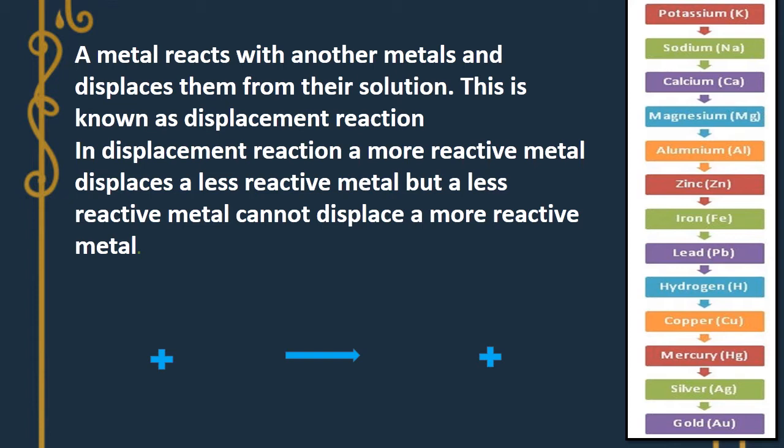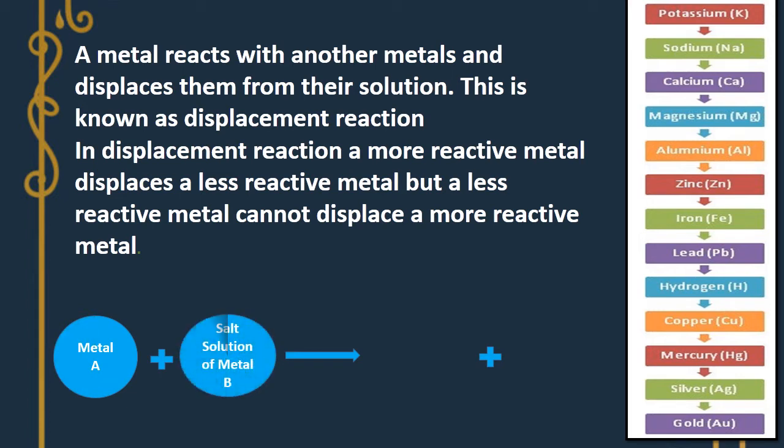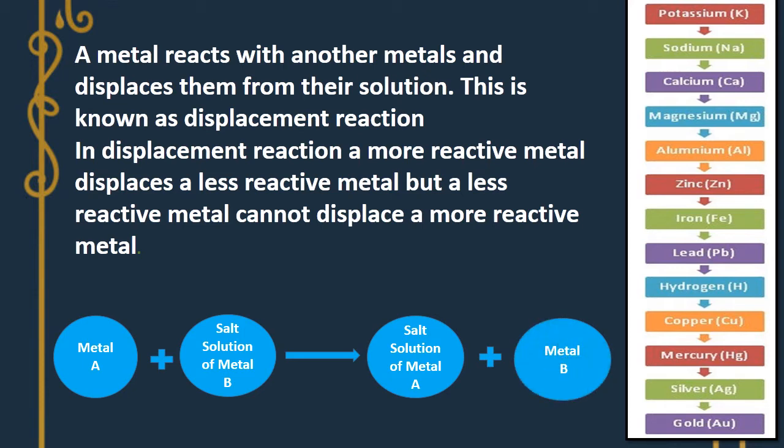Let us understand this. Let us take a metal A and a salt solution of metal B. When these two come in contact, if metal A is more reactive than B, then metal A is able to displace metal B from its salt, and as a result you get a salt solution of metal A. And what happens to the B metal? B metal is left all alone, so it changes into a solid form and gets deposited.